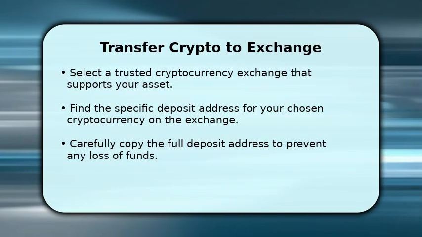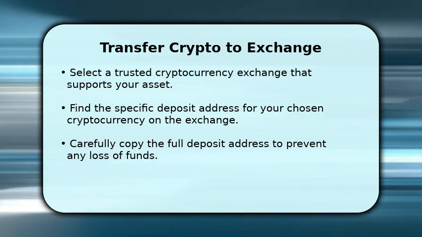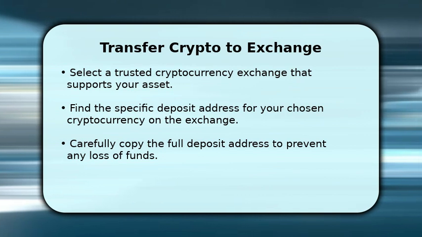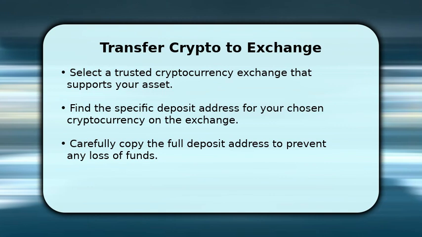First, you need to transfer your cryptocurrency from MetaMask to a reputable exchange. Open your chosen exchange and navigate to the deposit section for the specific crypto you wish to withdraw. You will find a unique deposit address there. Copy this address precisely. Then, in MetaMask, select the asset, click Send, paste the address, and enter the amount. Double-check all details before confirming the transaction to ensure accuracy and security.